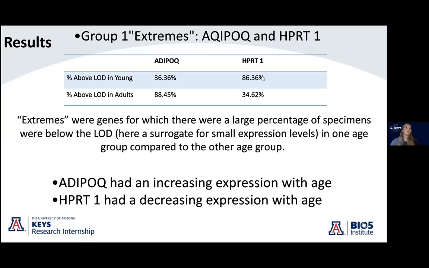So this is just telling us there is a huge increase in expression with age, whereas the opposite went for HPRT1. Only 86.36% of values were above the LOD in young, and only 34.62% were above the LOD in adults. And so this is showing us a decreasing expression with age.